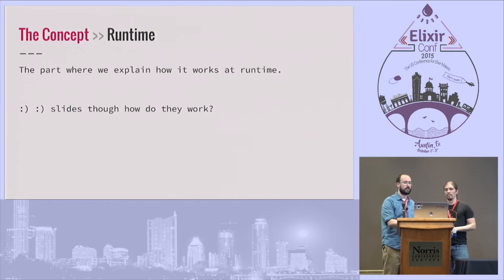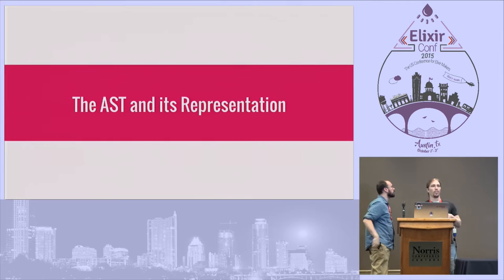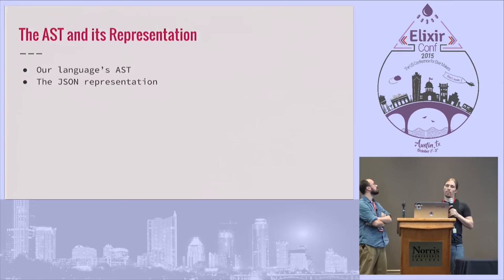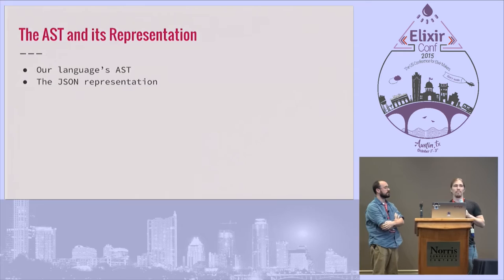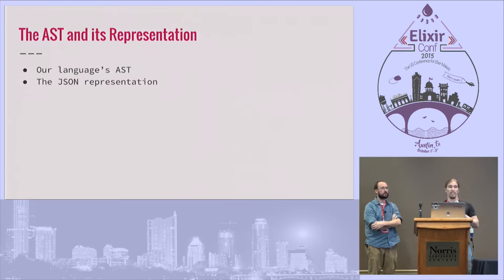All right, so now that you understand how this works holistically, let's get into the details. We're going to look at the AST and its representation. This is really comprised of two parts: our language's idealized AST and the JSON representation. We have to have both parts because we're choosing to transmit the AST by JSON. If we used something like BERT or transit or protocol buffers to transfer the AST, we could conceivably avoid the second representation, but we didn't.